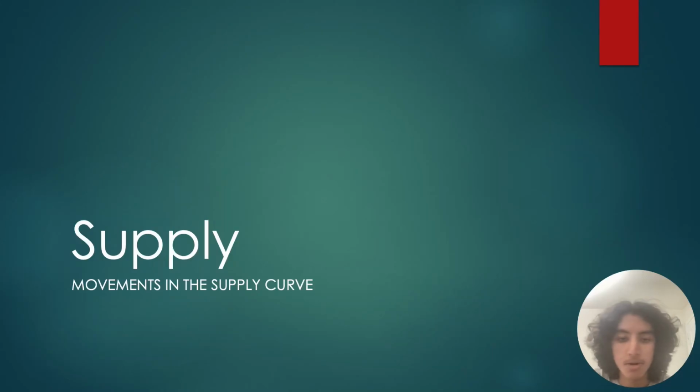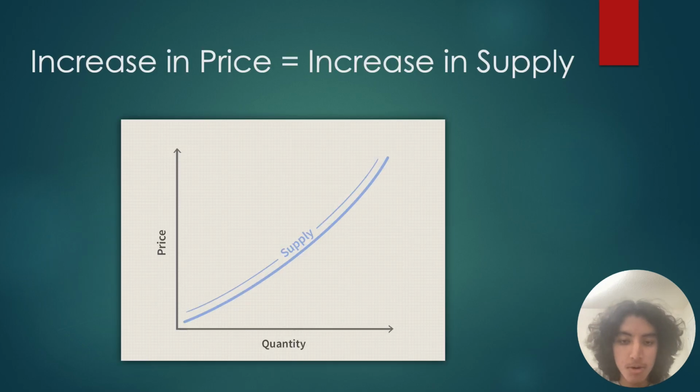Hello everyone, today we're going to be talking about supply, the movements in the supply curve, and all the factors that can affect the supply of a product. So to begin with, this is what a supply graph looks like.